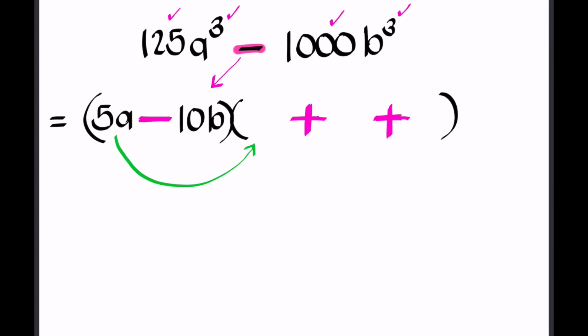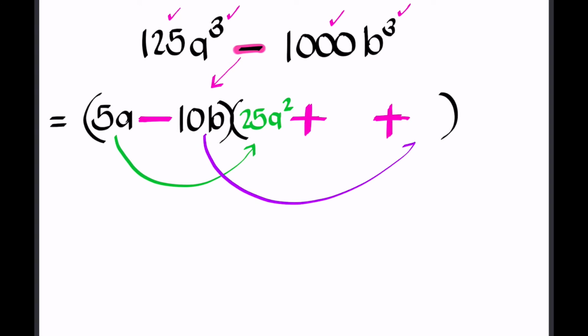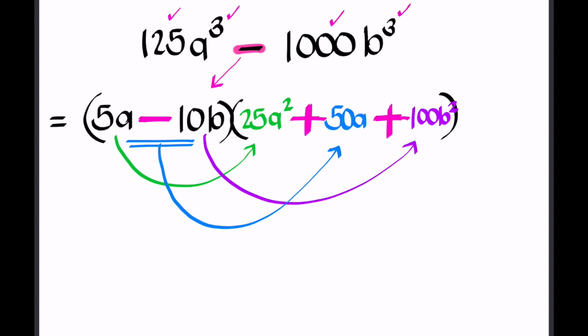So to get the first term, I'm going to square the first term. So 5a, if I square it, becomes 25a squared. To get the last term, I'm going to take the last term and square it. 10b, if I square it, 10 squared is 100b squared. And then the middle term in my second bracket will be the multiplication of these two terms, because I already put the signs in before I started. 5 times 10 is 50, a times b, which is ab.